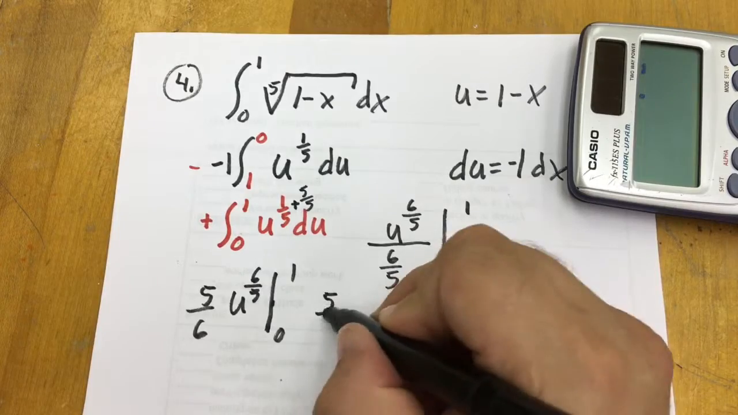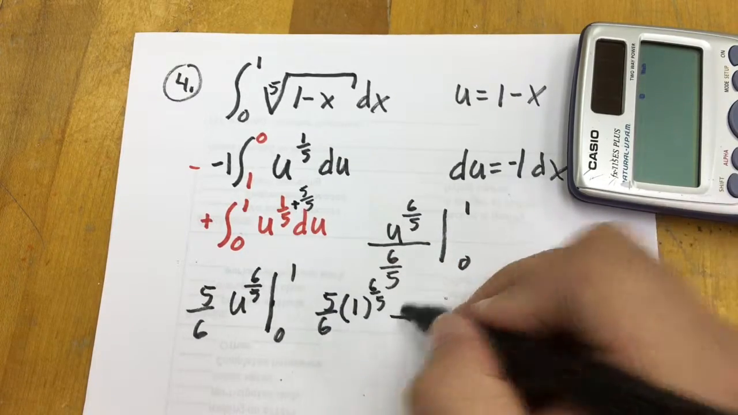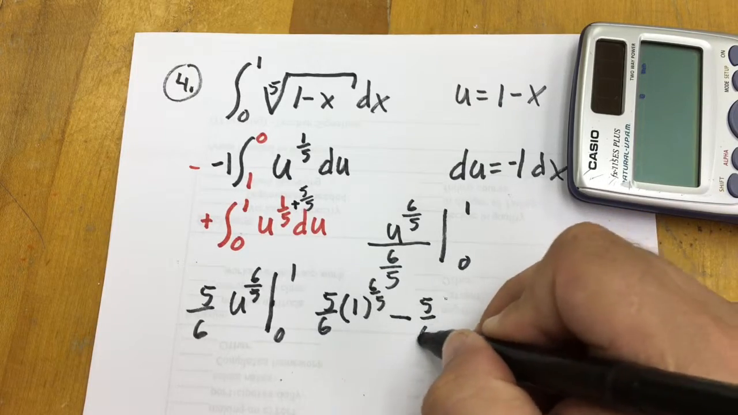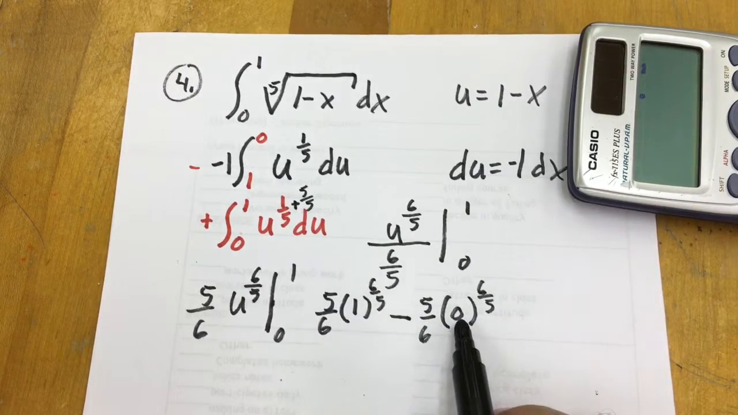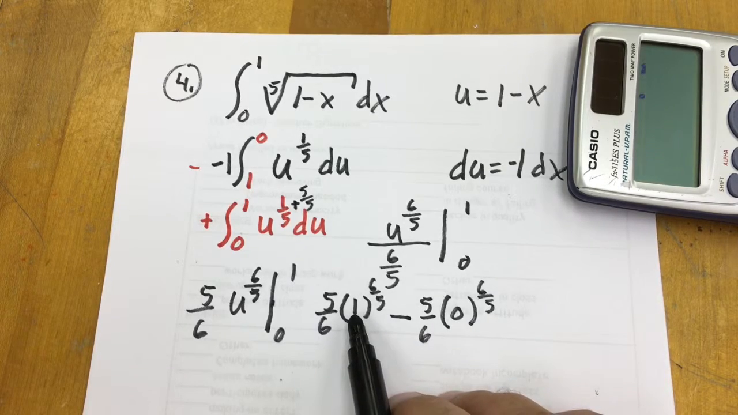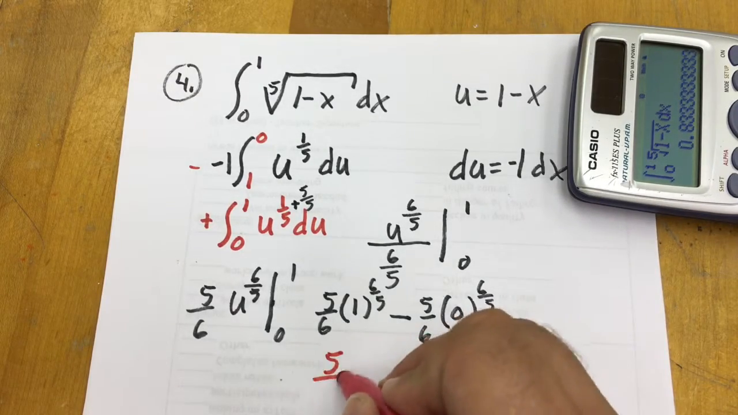And let me enter that: 5/6 times 1, that 1, to the 6/5 power, minus 5/6 of 0 to the 6/5 power. Now this is going to equal 0. And this is going to equal 1. So 1 to the 6/5 is just 1. So that final answer is just going to give me 5/6. And notice the answer just came up on the calculator, 5/6.